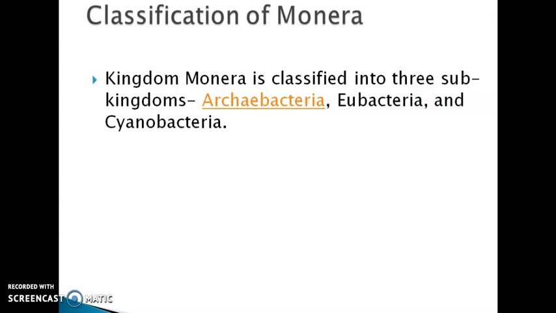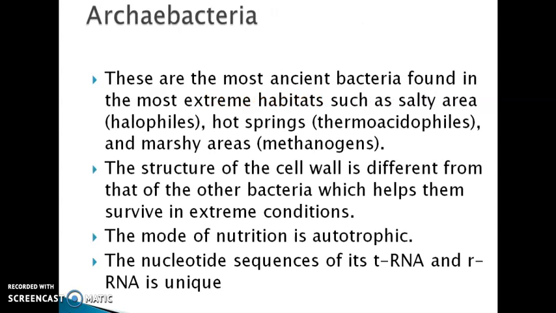Archaebacteria, Eubacteria and Cyanobacteria. Let's see the properties of Archaebacteria. These are the most ancient bacteria found in the most extreme habitats such as salty areas, and such organisms are called halophiles, and in hot springs they are termed thermoacidophiles, and in marshy areas they are termed as methanogens. The structure of the cell wall is different from that of the other bacteria, which helps them survive in extreme conditions. The mode of nutrition is autotrophic. The nucleotide sequences of its tRNA and rRNA is unique.